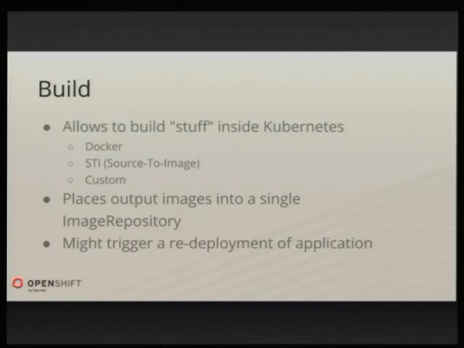So for example, you can build the RPMs, or you can build the images, you can build the assets, you can build whatever, and then you just handle it yourself. Or you can build your own Docker images and push them yourself, whatever you want. I'm not talking about the custom build here, but the result of the Docker and STI build are Docker images that are pushed to the image repositories.